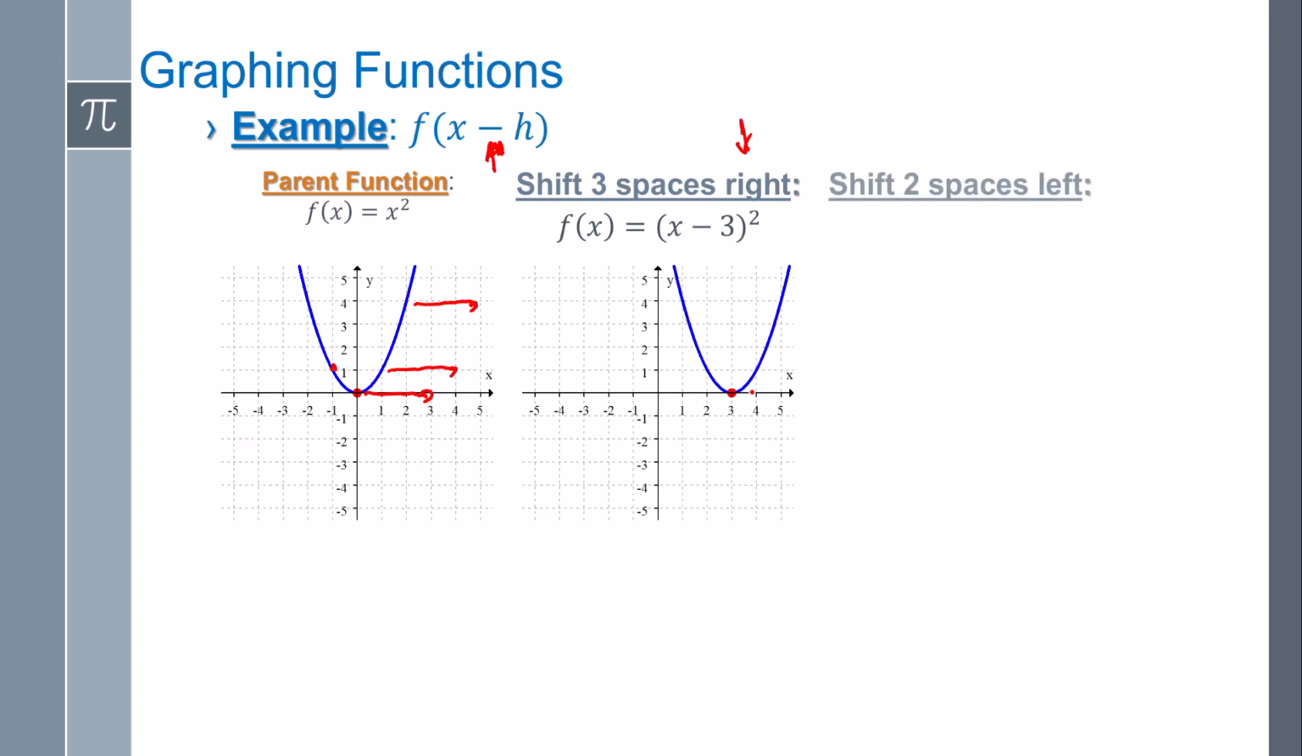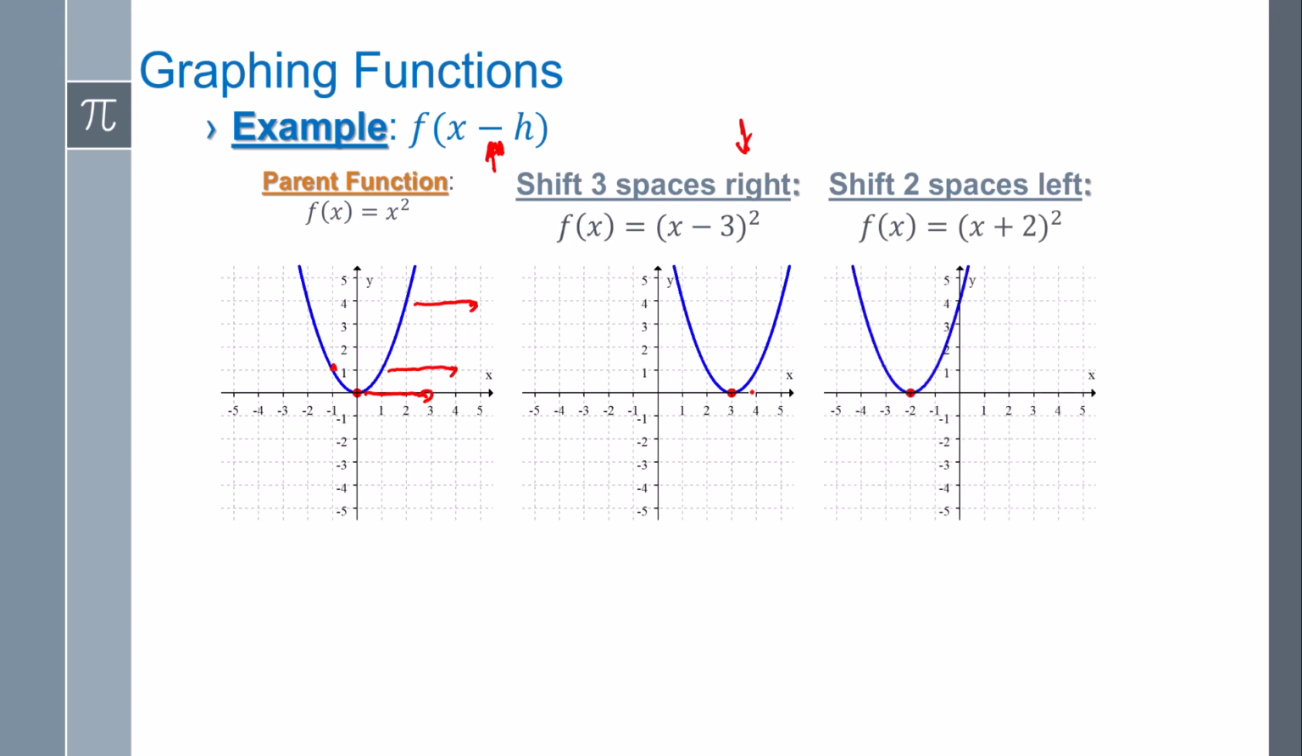What is it going to look like if I want to shift 2 spaces to the left? Well, to the left is the negative direction. The opposite of the negative direction is positive. So it's going to be x plus 2 squared. And what does that look like? Everything's going to get shifted over 2 spaces, right? Wherever it originally was, it's going to get shifted over 2 spaces to the left.